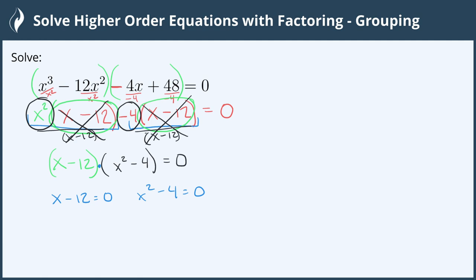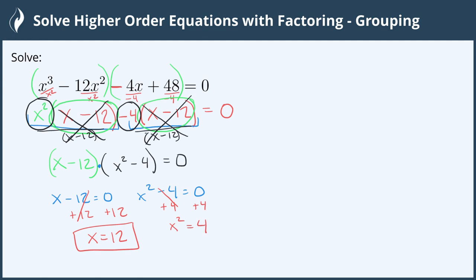On the left side, we need to add 12 to both sides, and we're left with x equals 0 plus 12, which is positive 12, and that's one of our answers. On the right side, we will add 4 to isolate our variable. Negative 4 plus 4 is 0, so we get x squared equals positive 4.